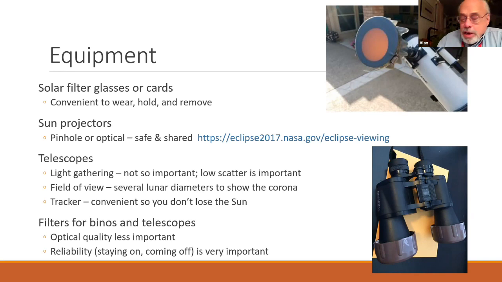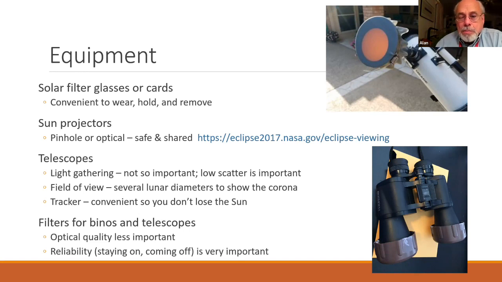When you're looking with your naked eye at the progress of the eclipse, the optical quality, of course, doesn't matter too much. You're just seeing how much of the sun's covered. You can use sun projectors, which are better for groups looking at the eclipse. I put one reference in here to a NASA site in 2017 that showed both techniques for direct projection. You can do it with just a pinhole onto a white surface.